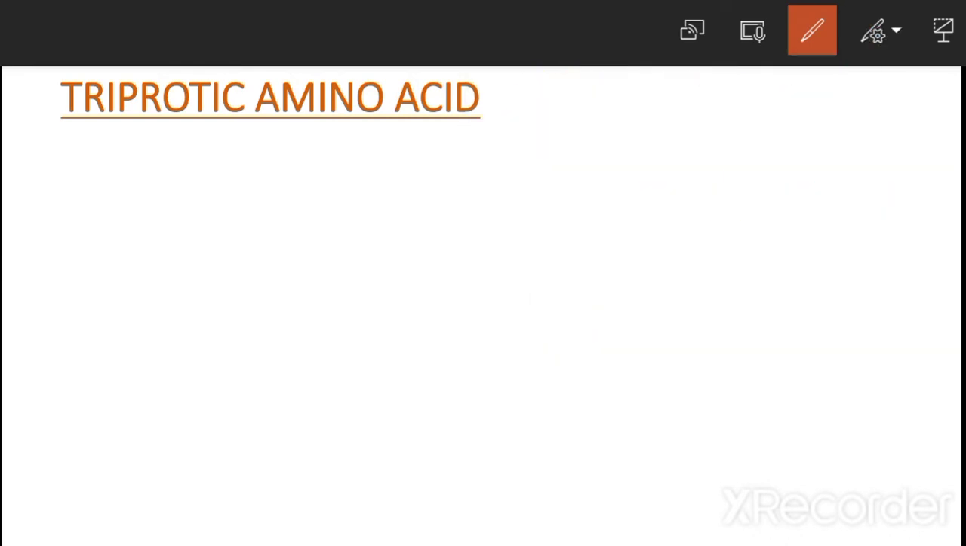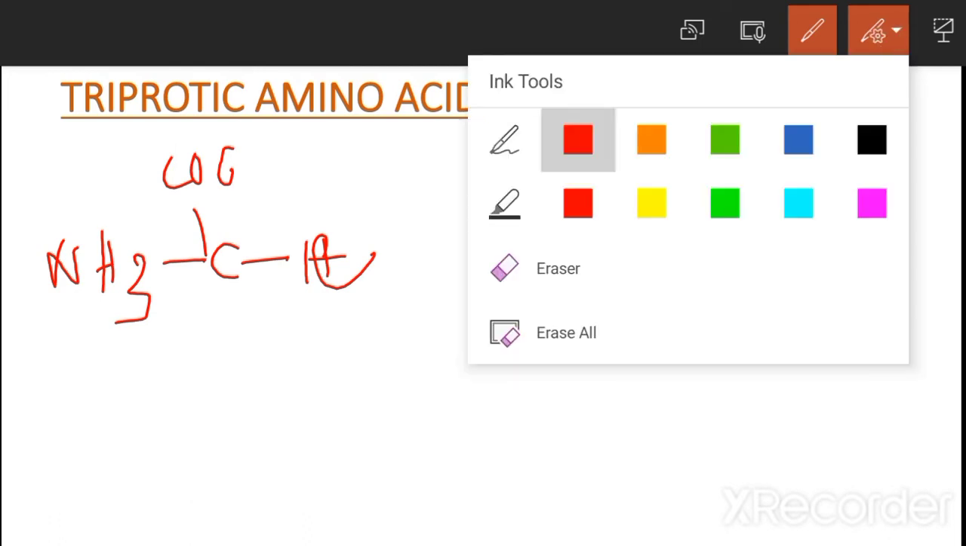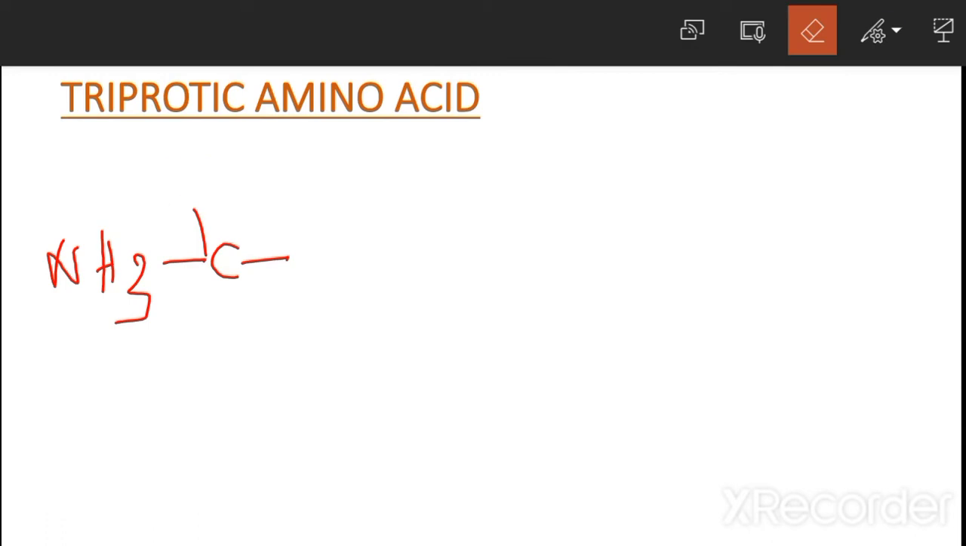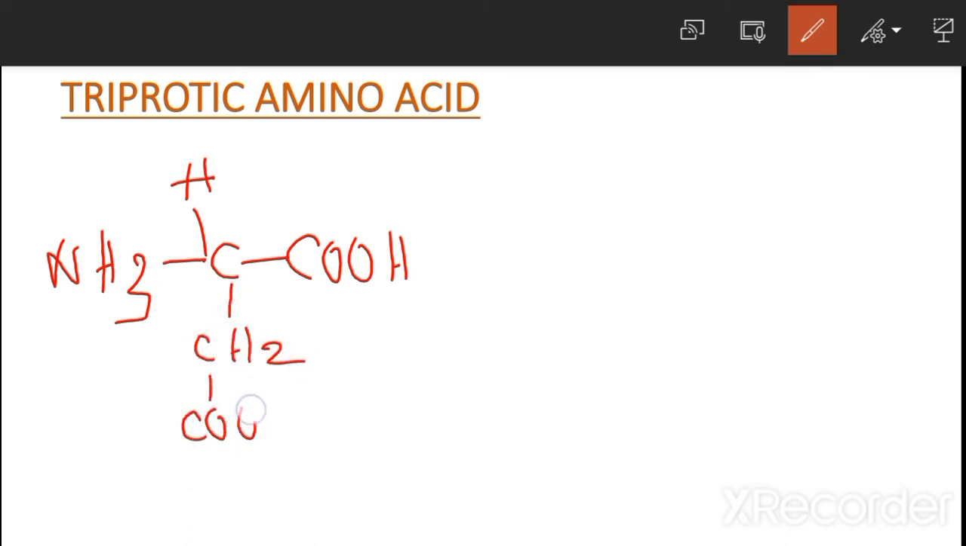So COOH, here NH3, CH, COOH, here H, and here CH2 COOH. This is the structure of aspartic acid. Here I wrongly wrote NH2.